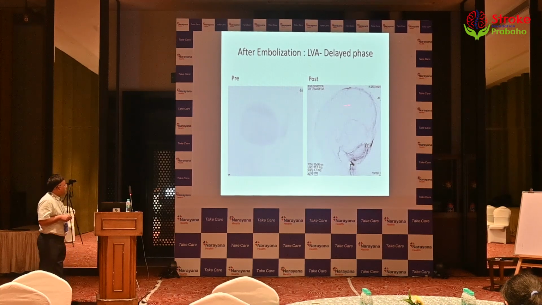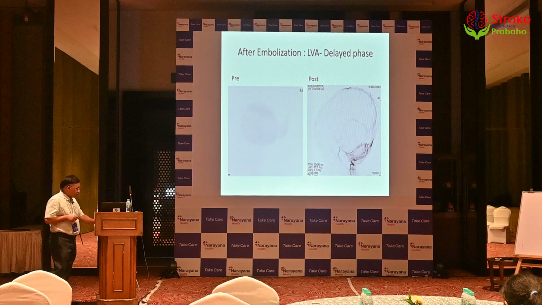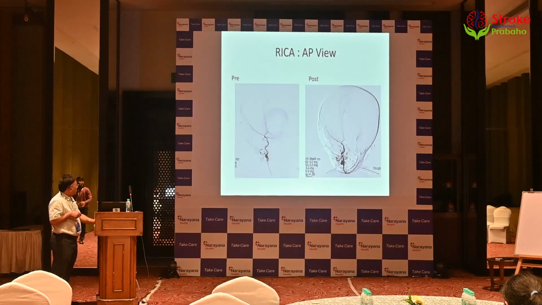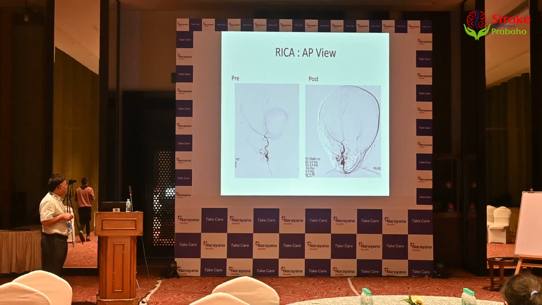So this is pre and this is post. Previously all contrast was stagnating in this vein of Galen malformation. Now we can see the venous system has appeared. This is the glue cast here. This is right ICA injection, pre and post. Now we can see this fistula has disappeared. This prominent vessel was prominent here, and now it has regressed.